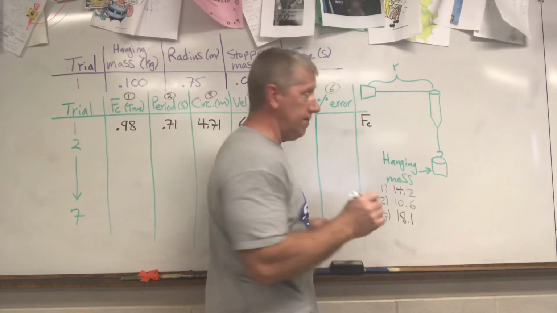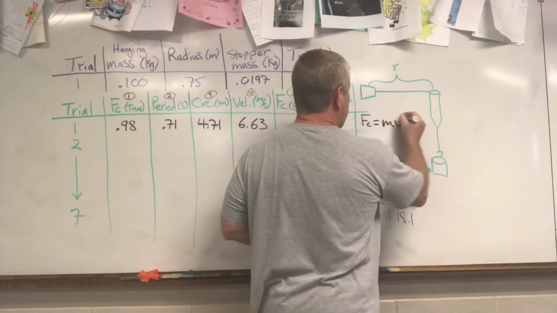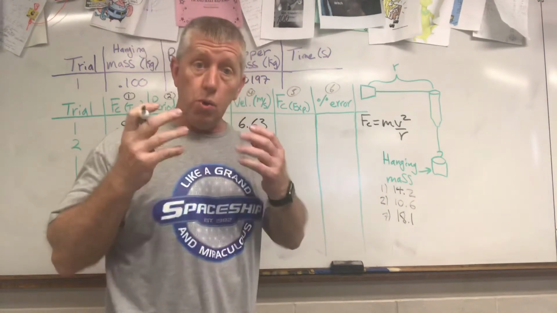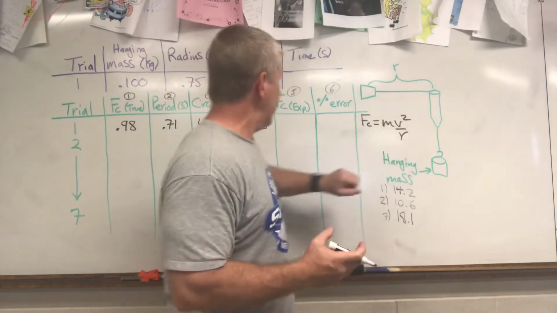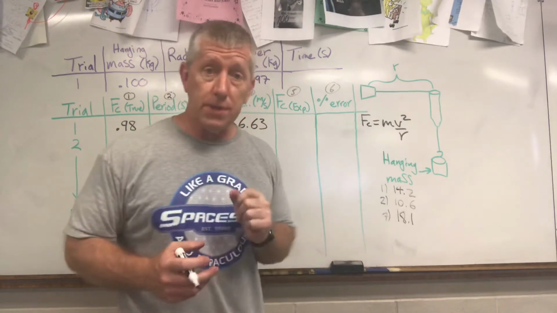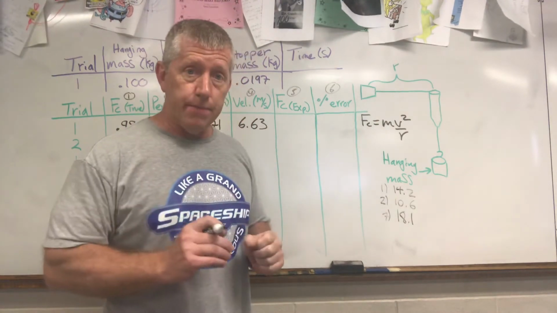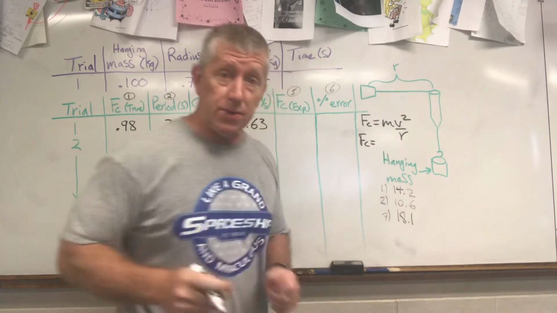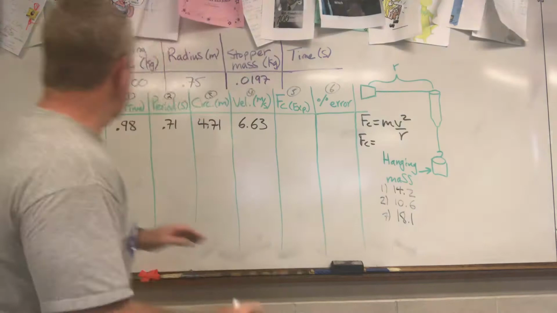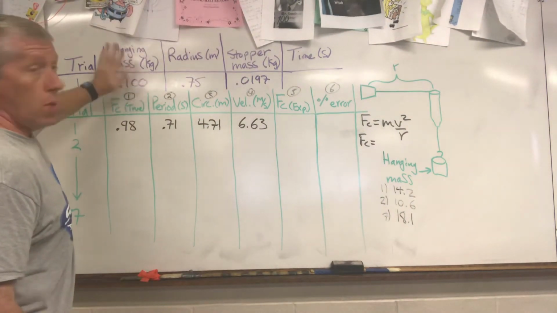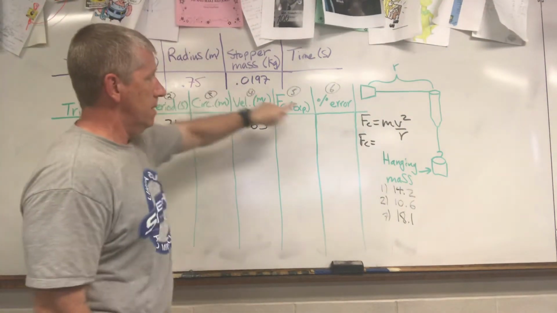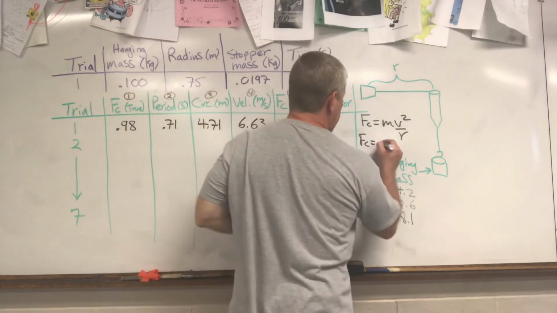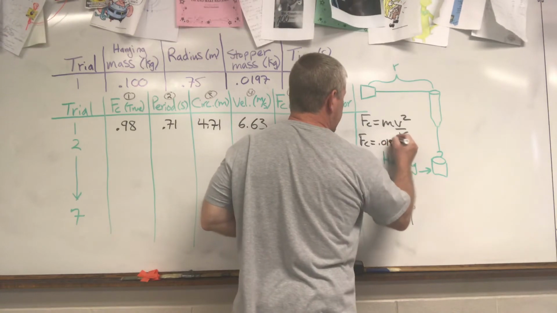Fc is equal to mv squared over R. Okay, that's our centripetal force equation. So we're going to put our data from our lab in here and calculate what that Fc is using the data. So Fc is equal to, that's the stopper mass. Stopper mass, okay? Do not put this mass here. No. Put that mass there. 0.0197. All right, got that.